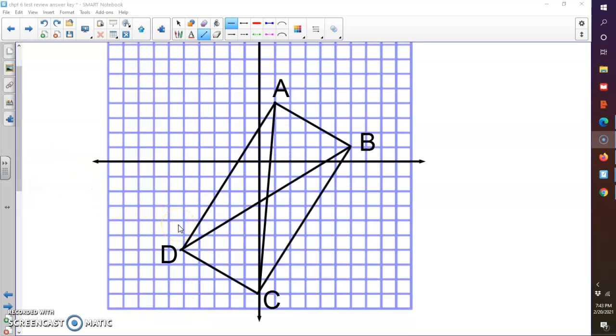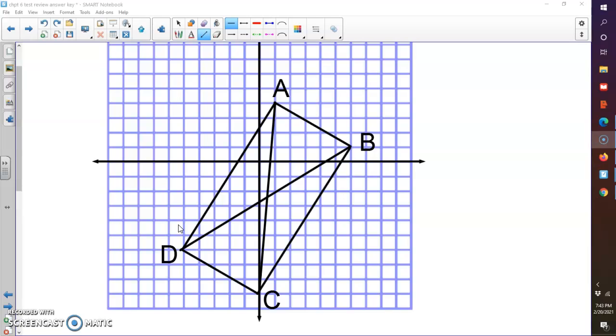Alright, so our last page of our review, we're going over whether something is a rectangle, rhombus, or square based on a graph, and we're basing it off their diagonals. If the diagonals are equal and not perpendicular, it's a rectangle. If the diagonals are perpendicular but not equal, it's a rhombus. If they're both equal and perpendicular, it's a square.